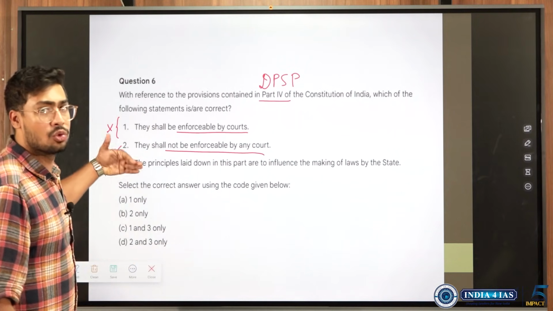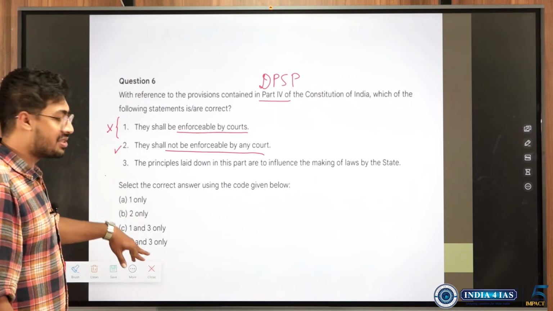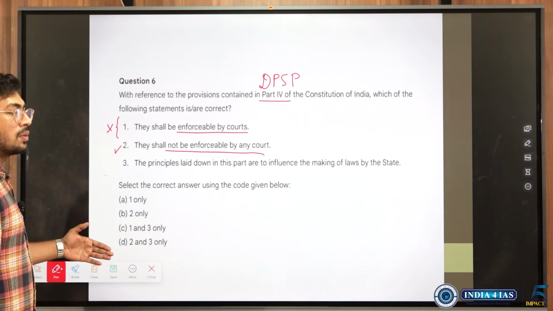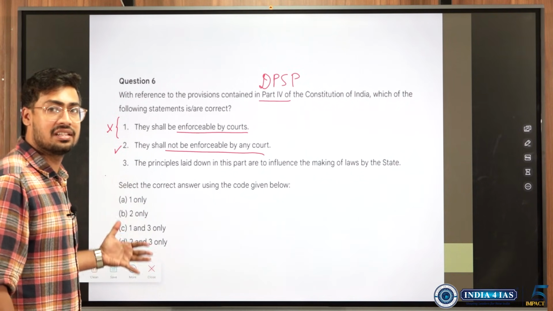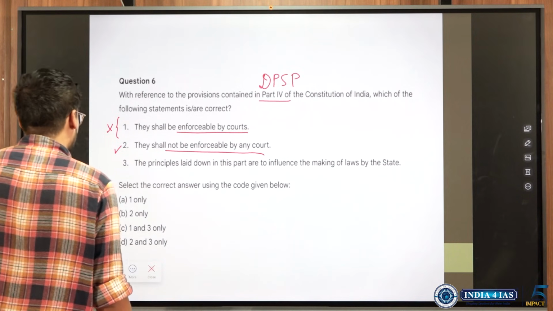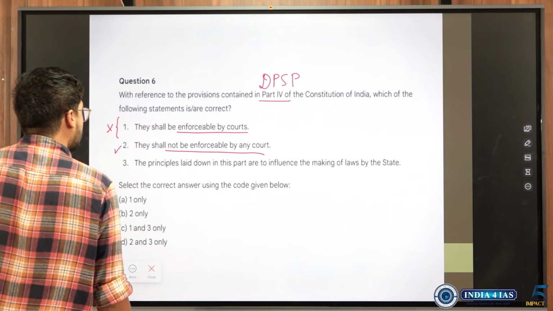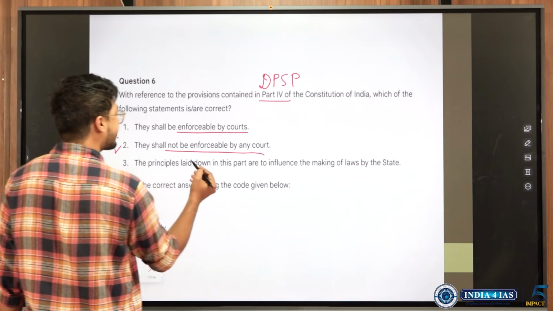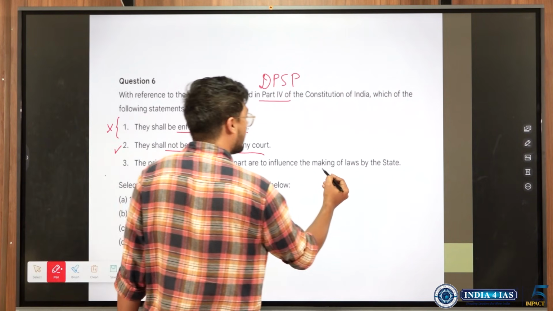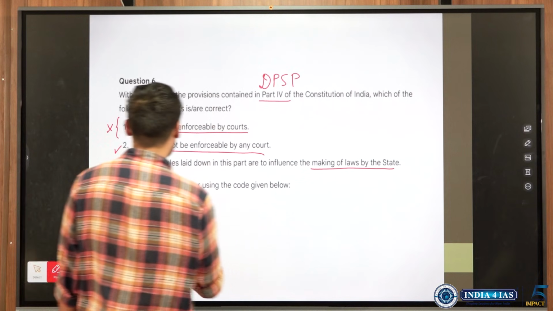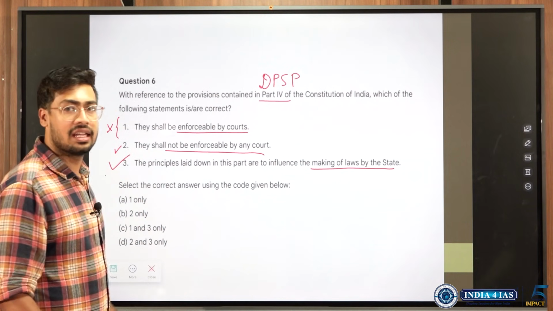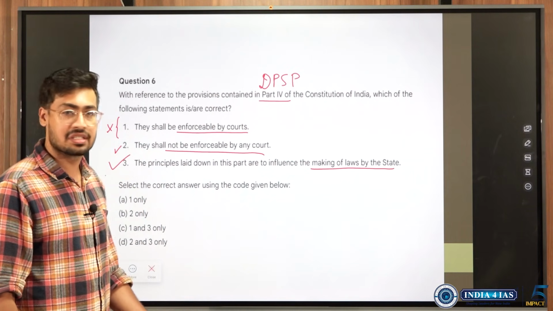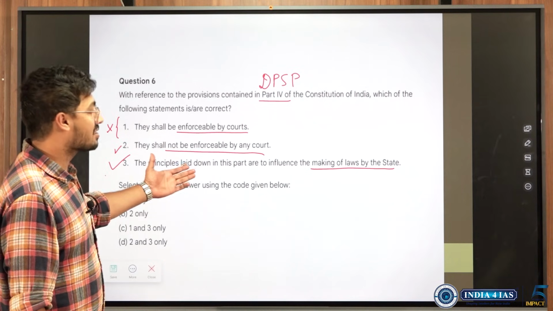1 is opposing 2, 2 is opposing 1. So options with both 1 and 2 are definitely wrong, but they have not formed such options. But usually we see that these things also happen. So they shall be enforceable by courts, they shall not be enforceable by courts. No, this is correct. The principles laid down in this part are to influence the making of laws by the state. This is also correct. Basic question. We cannot afford to make mistakes in this kind of question. This is what we discussed earlier also.